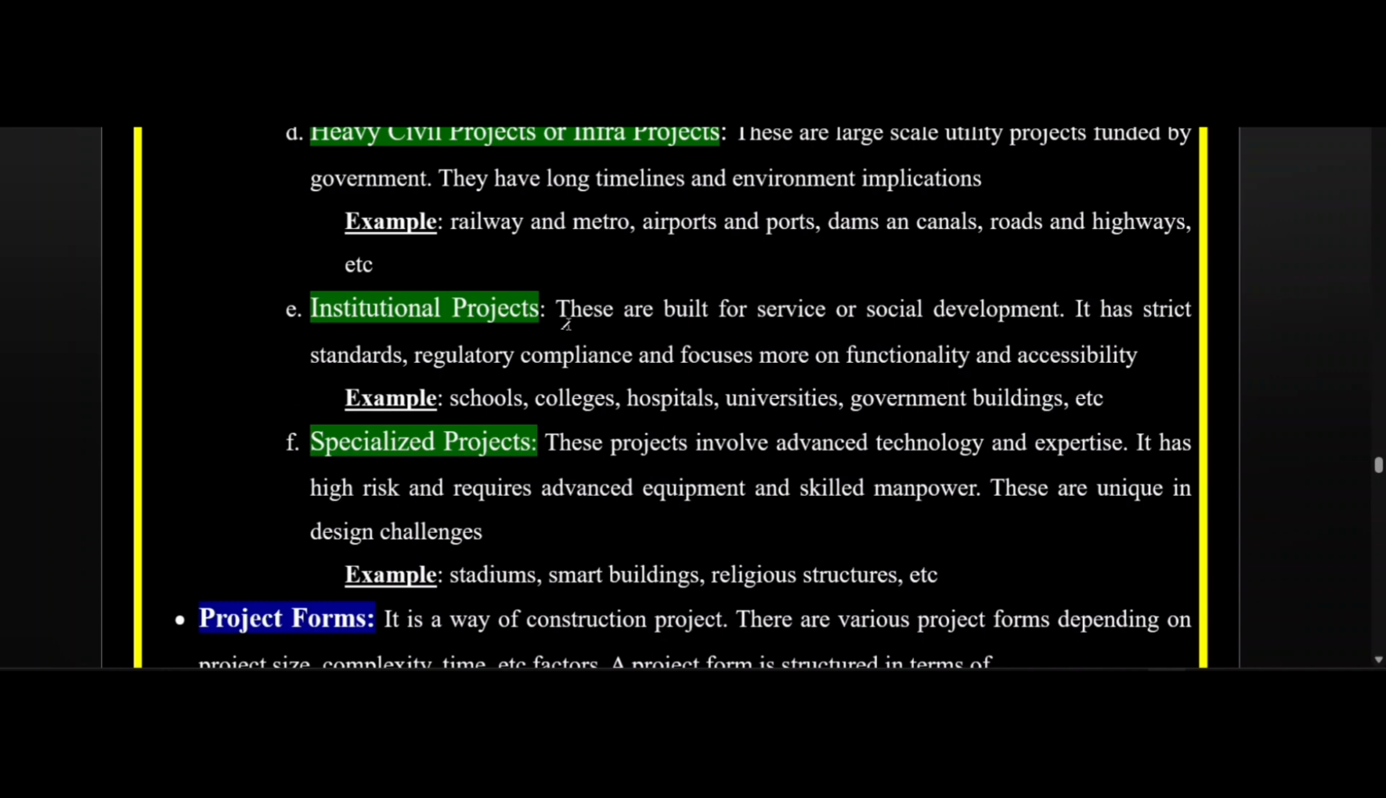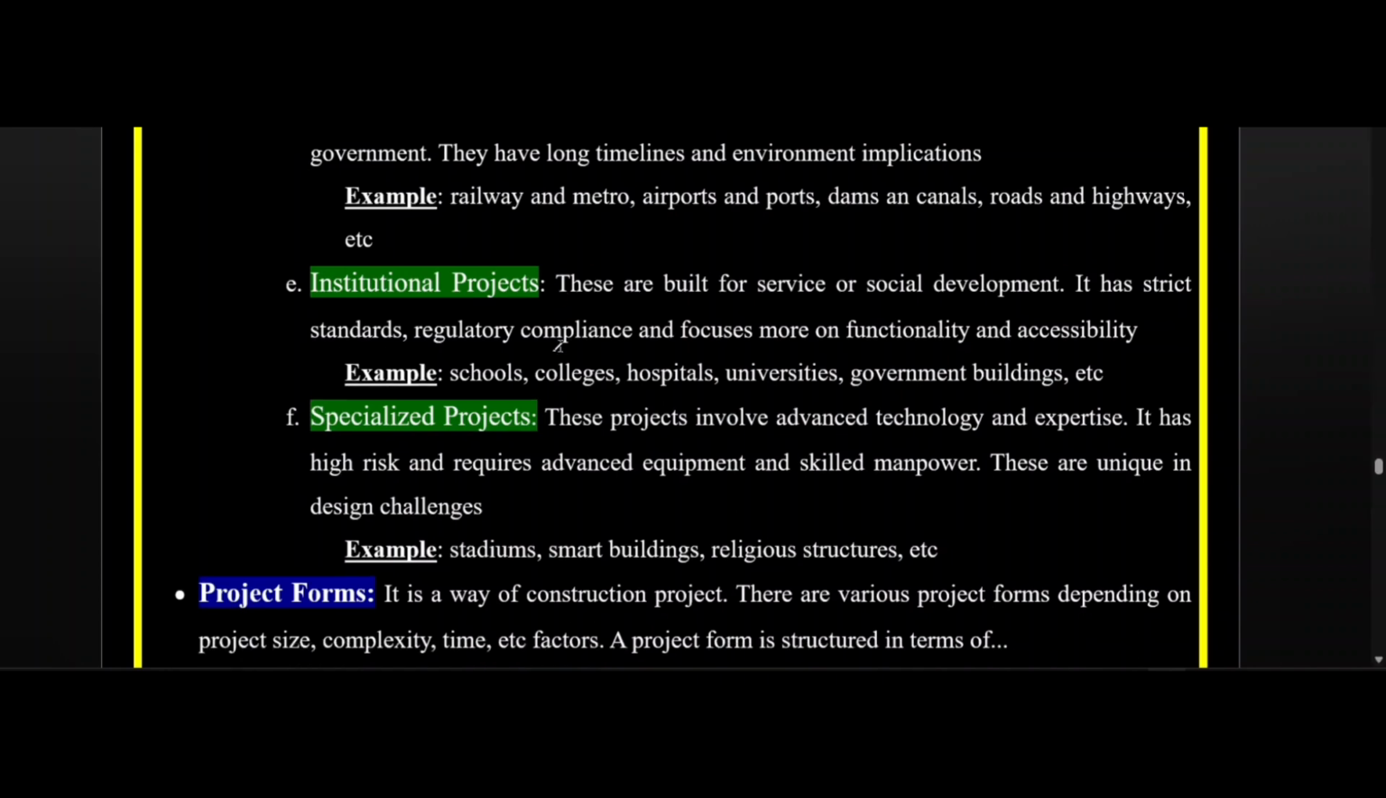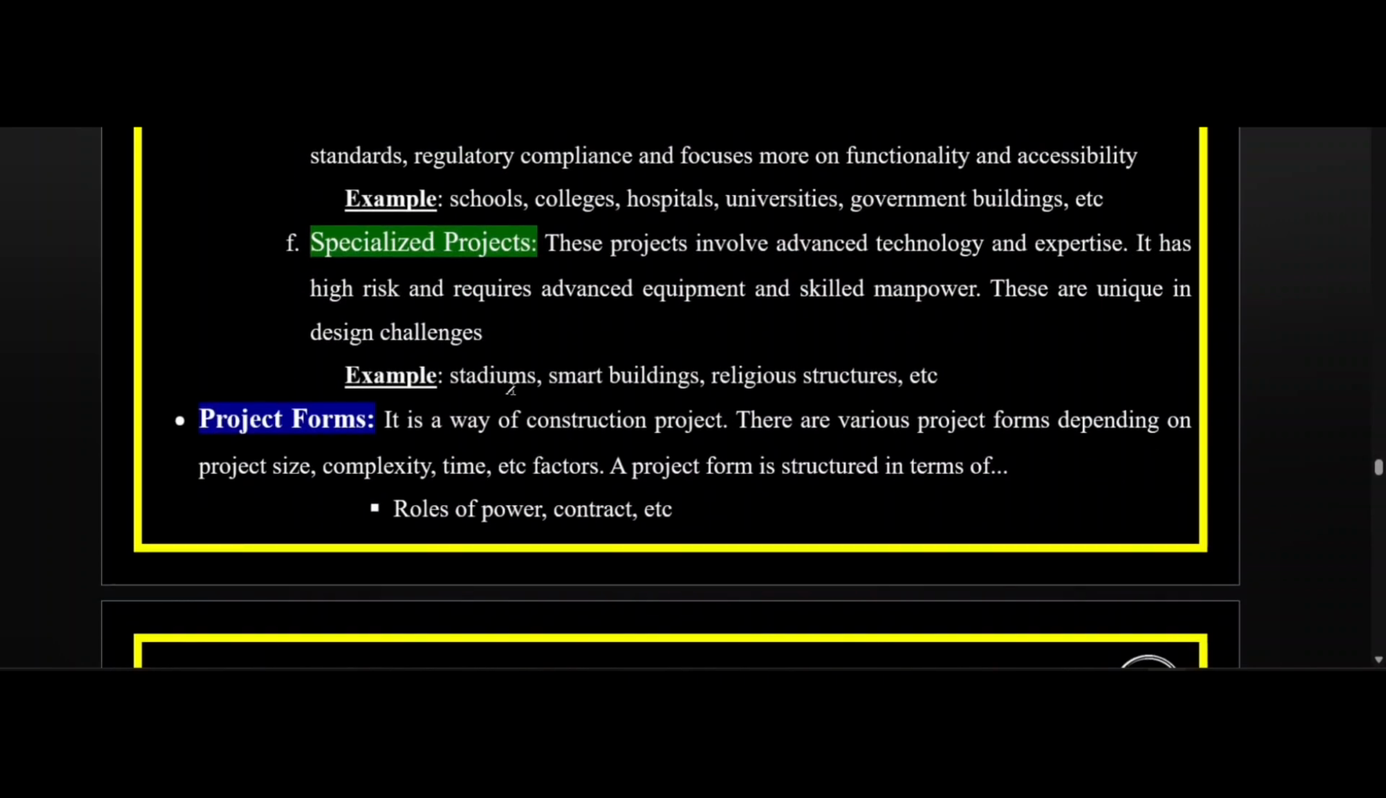Institutional projects. These are built for service or social development. They have strict standards, regulatory compliance, and focus more on functionality and accessibility. Good examples for institutional projects can be schools, colleges, hospitals, universities, government buildings, etc. Specialized projects. These projects involve advanced technology and expertise. They have high risk and require advanced equipment and skilled manpower. These are unique in design challenges as compared to the remaining projects. These are more complex and a better version in design. For example, stadiums, smart buildings, religious structures, etc.